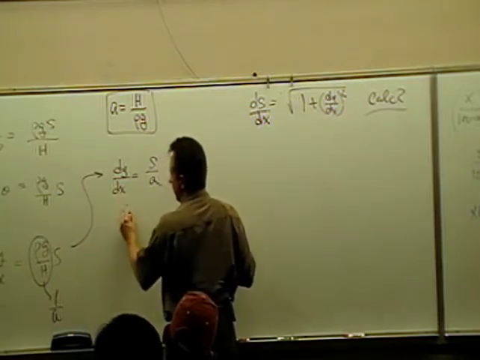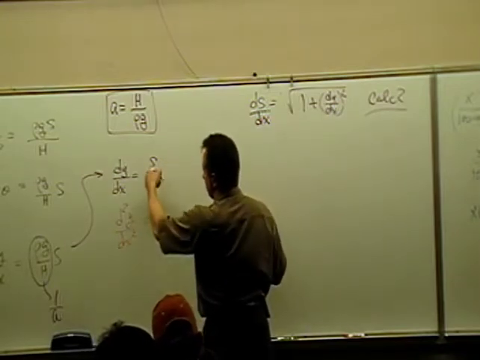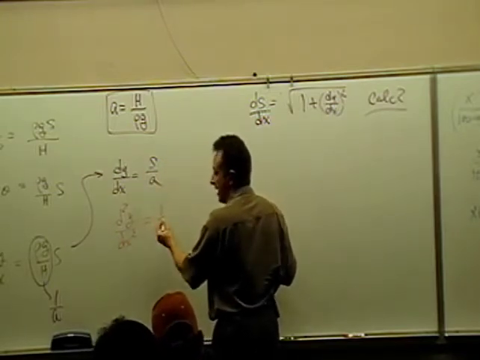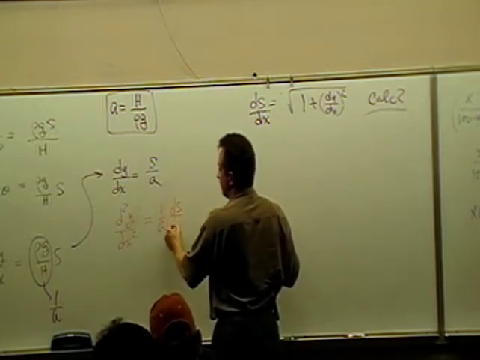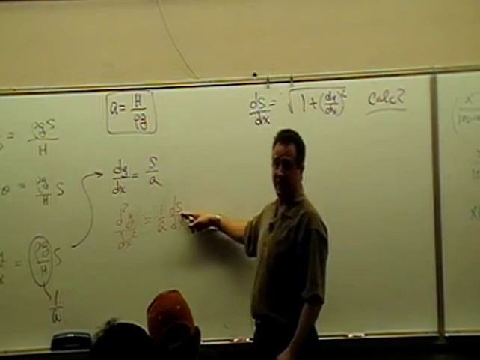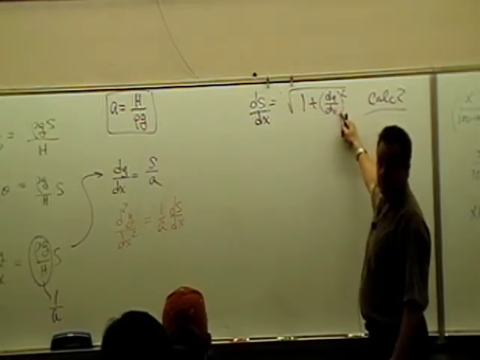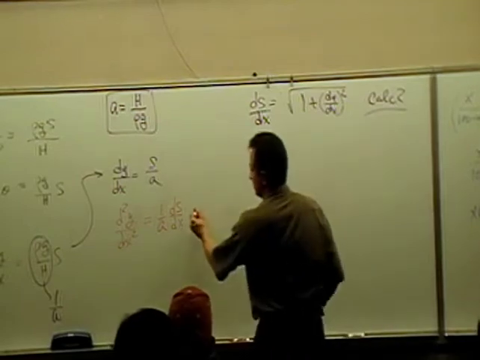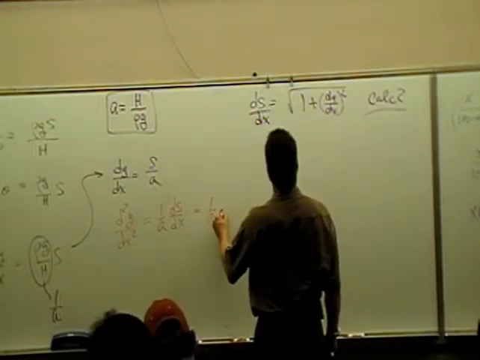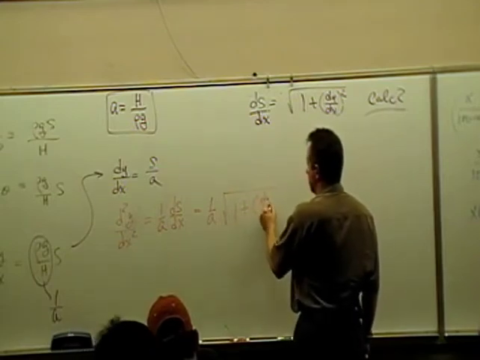We're taking the derivative of this side and this side, what do we get? We get the second derivative of y with respect to x is equal to 1 over a constant, times the derivative of s with respect to x. And this now allows me to get rid of the arc length and get it in terms of x's and y's. So what's this equal to? 1 over a, the square root of 1 plus dy/dx quantity squared.